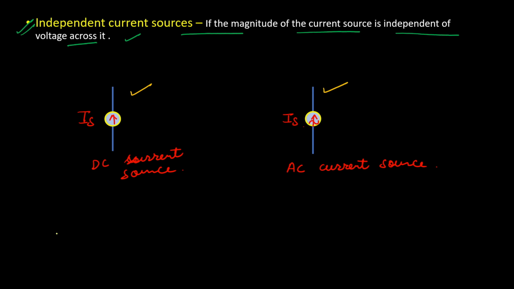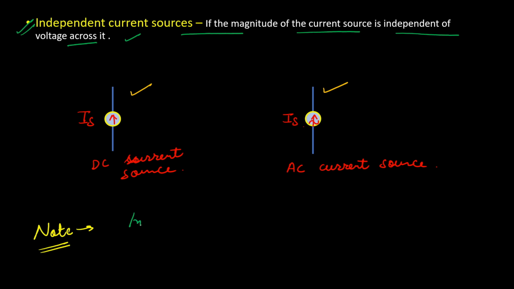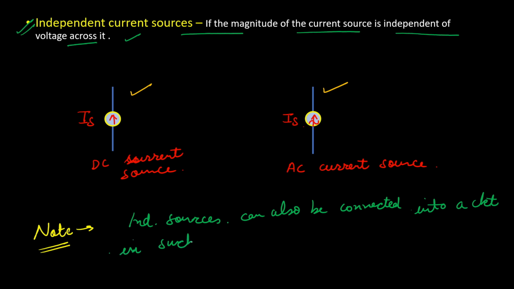One more thing you need to remember is that your independent sources can also be connected into a circuit in such a way that they can absorb power. So we can also connect them to absorb power.